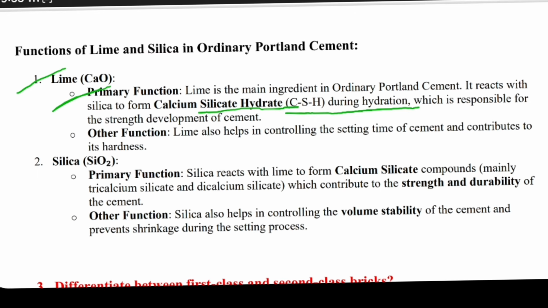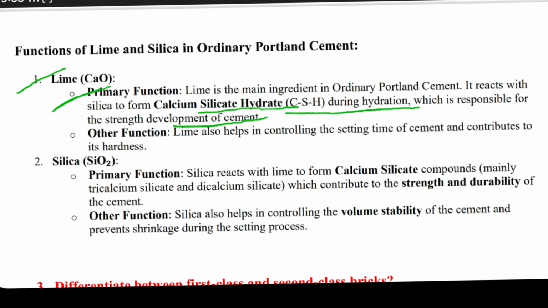And what is the role of the silica? It is responsible for strength development of the cement. When cement reacts with water, a chemical reaction, hydration, takes place. There is a formation of a number of ingredients in the cement, and calcium silicate hydrate is formed.